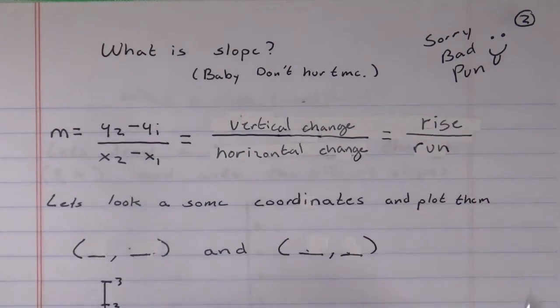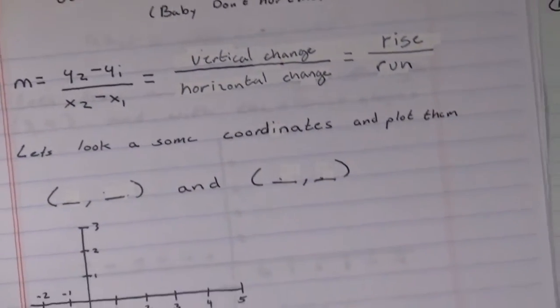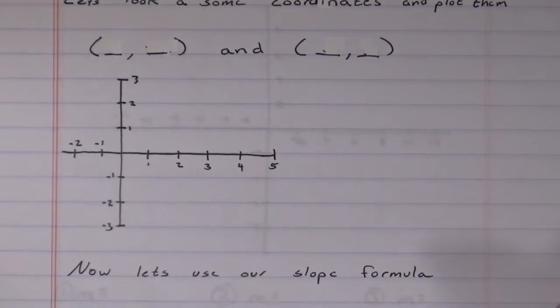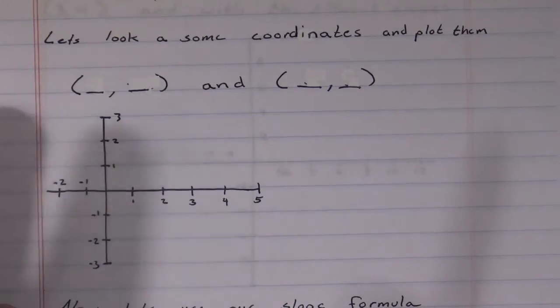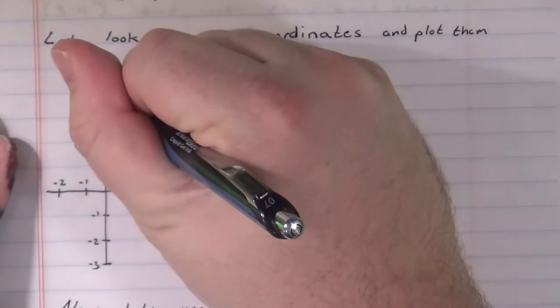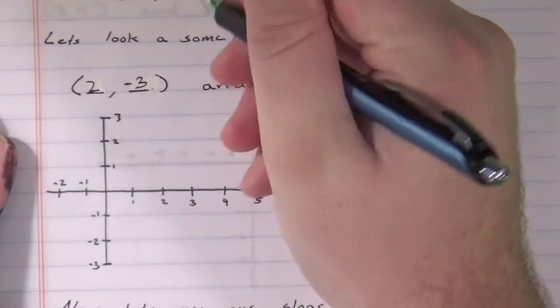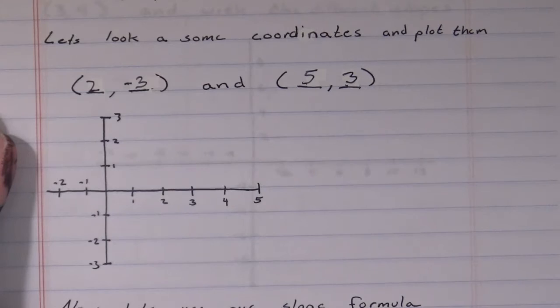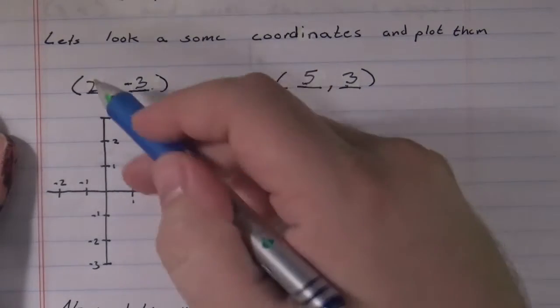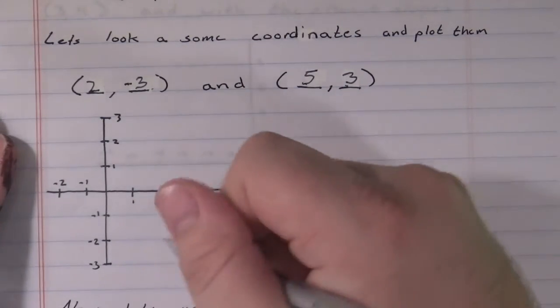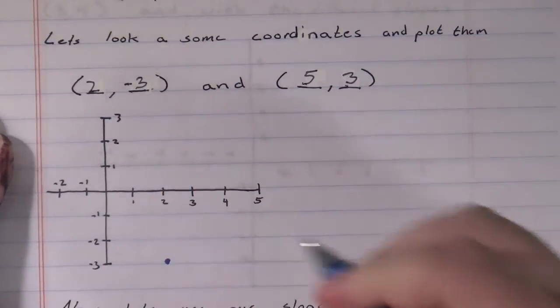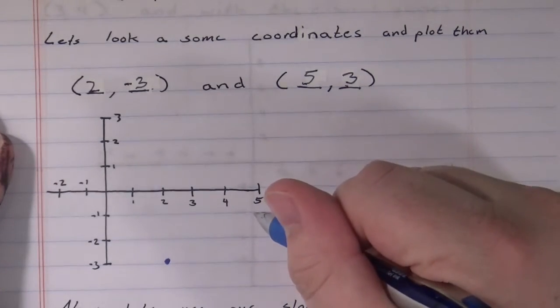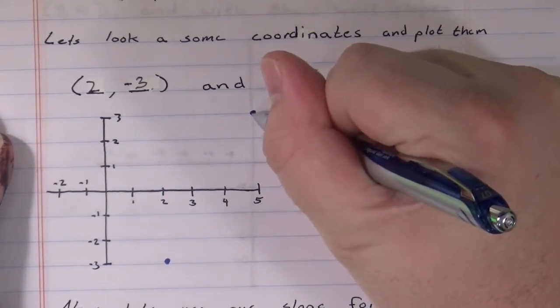So let's actually use some numbers here and show you what I'm talking about. Let's say I have 2 points. I have (2, -3), and I have (5, 3). I'm going to graph these 2 points. So (2, -3) is here. And the next one is (5, 3), which is here.